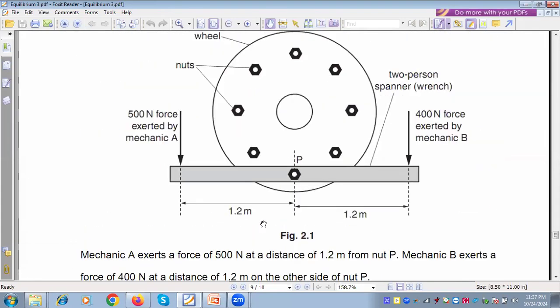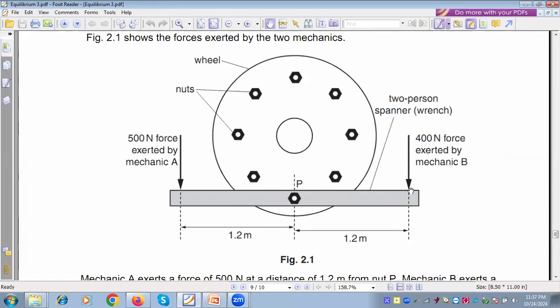Magnitude of the resultant force now exerted by the mechanics on the spanner. Now one is upward and the other is downward. So 400 is upward and 500 is downward. So 500 minus 400. Why minus? Because the directions of the forces are opposite to each other. So the resultant force is 100 Newton.